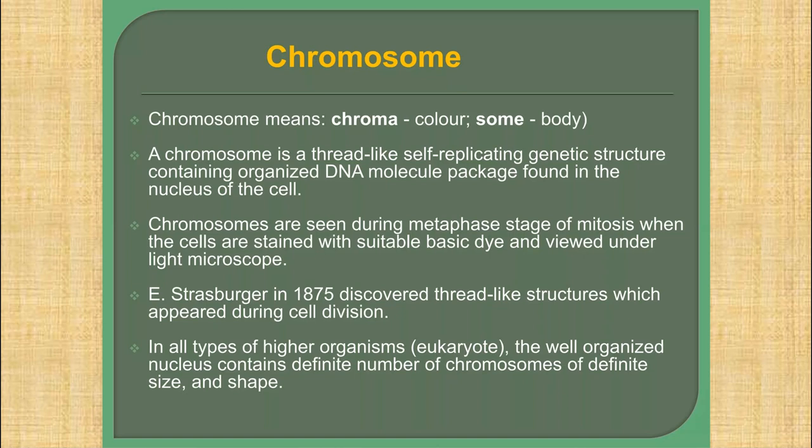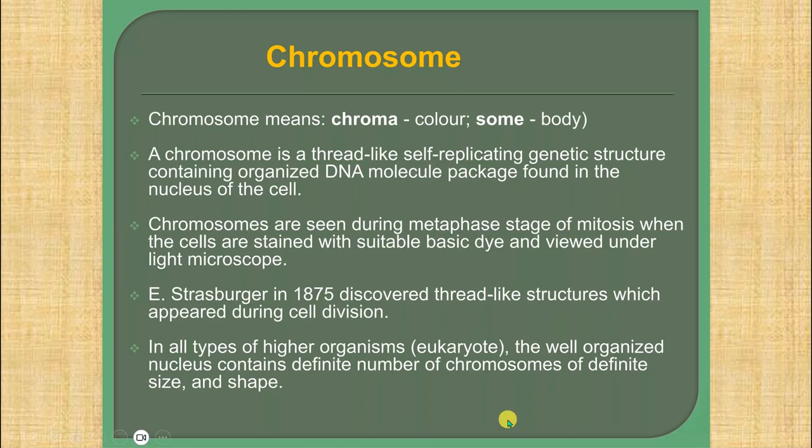It's a thread-like self-replicating genetic material present inside the cell, especially in the deoxyribonucleic acid, and packaged in the nucleus of the cell. So where are chromosomes found? They are all found in the nucleus of the cell. Chromosomes are most clearly seen during the metaphase stage of cell division. When the cells are stained with a suitable basic dye and viewed under the light microscope, we can find the chromosomes. That is the specialty of these chromosomes.